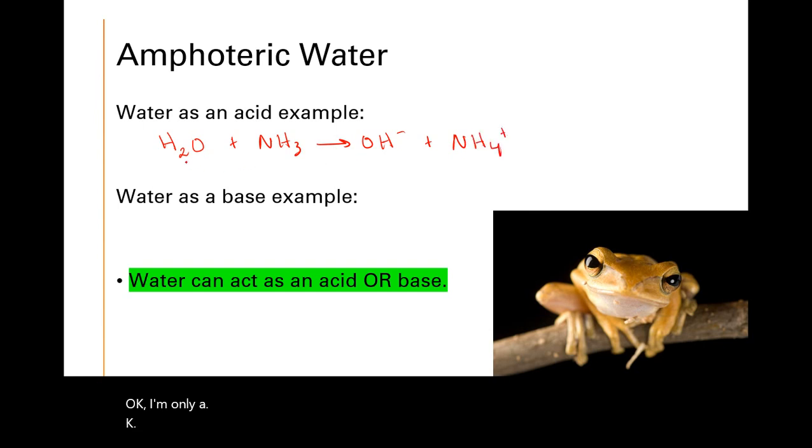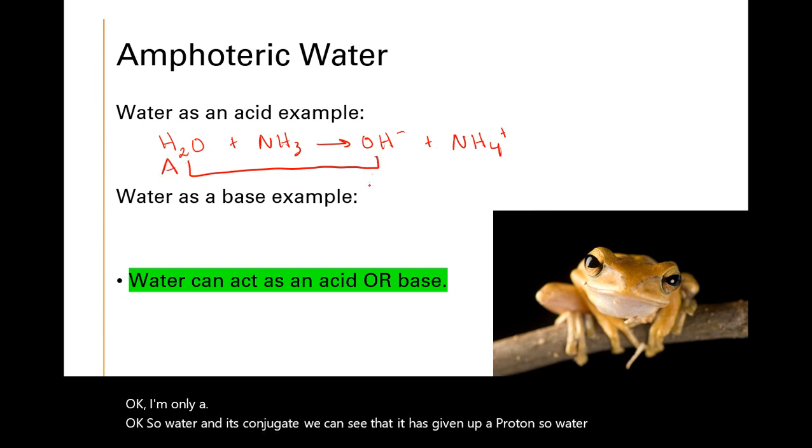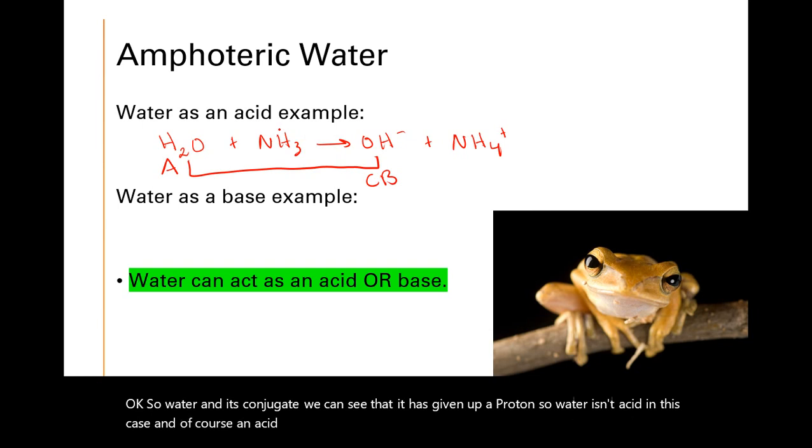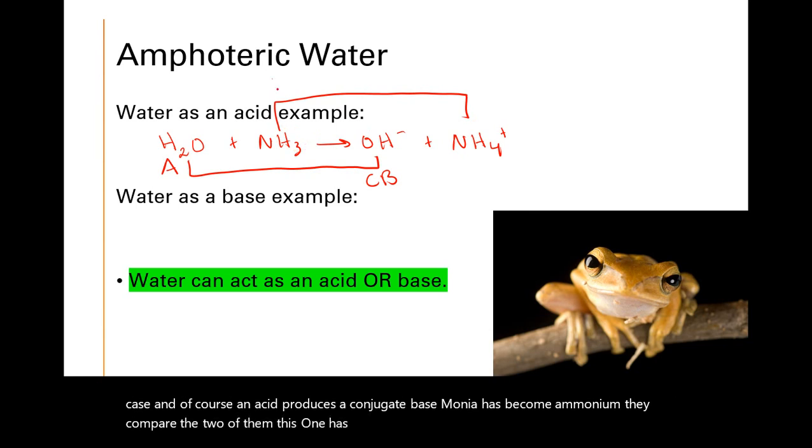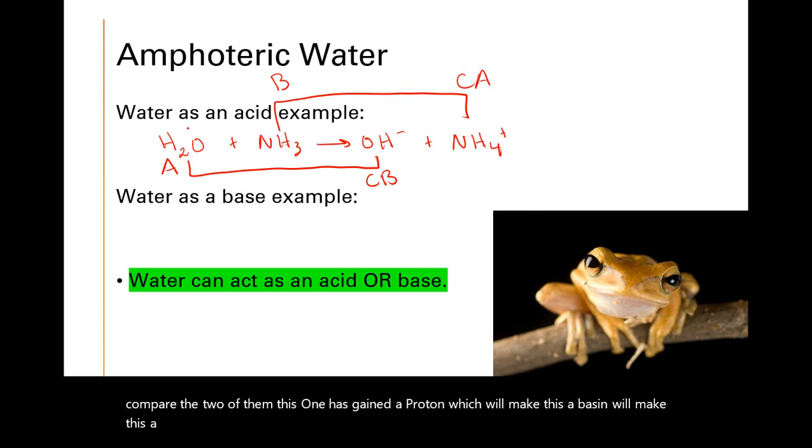Okay, so water and its conjugate, we can see that it has given up a proton. So water is an acid in this case, and of course an acid produces a conjugate base. Ammonia has become ammonium. You compare the two of them. This one has gained a proton, which will make this a base and will make this a conjugate acid. So essentially here water is acting like an acid. Now water as a base, let's do that right now.